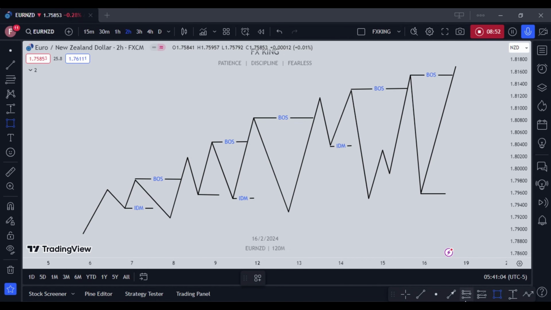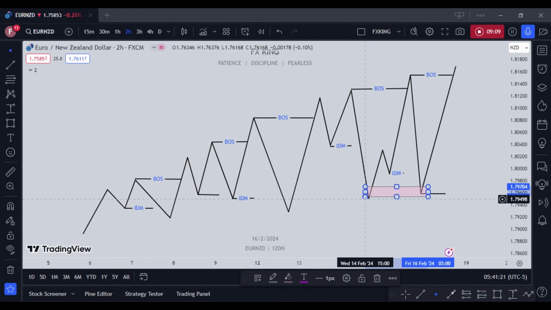After price takes out this inducement here, you can start looking for your order block.